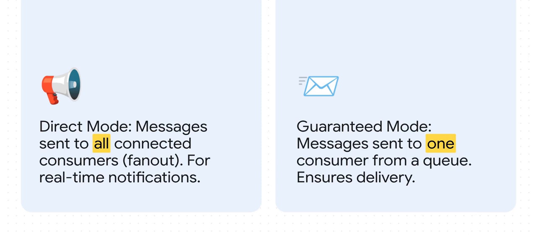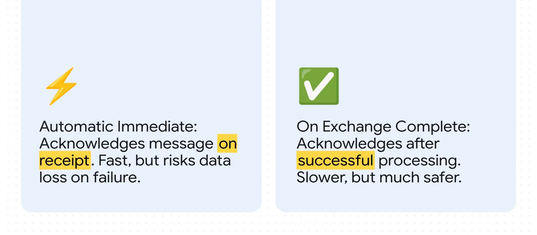The other option is guaranteed mode. Here, the message gets put safely into a queue and is delivered to just one consumer. And it'll wait there, even if that consumer is offline. It's all about ensuring delivery. Now, listen up, because if you choose that guaranteed mode, you have another really important choice to make, the acknowledgement mode. It's a classic speed versus safety trade-off.